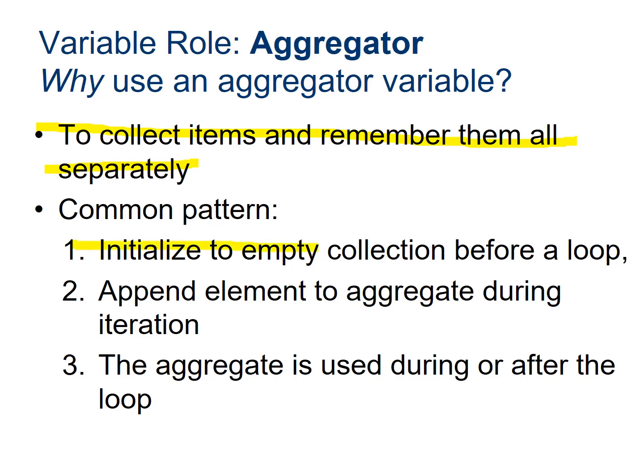Typically, we'll initialize it to an empty collection. So before you start Pokemon Go, you have nothing, or before you start Minecraft, you have nothing. And then you keep appending or adding on to that aggregate as you play the game or as the loop continues. And that aggregate gets used during or after the loop. So you can go ahead and look through all of the things that you have later on while you're playing, let's say, the game.